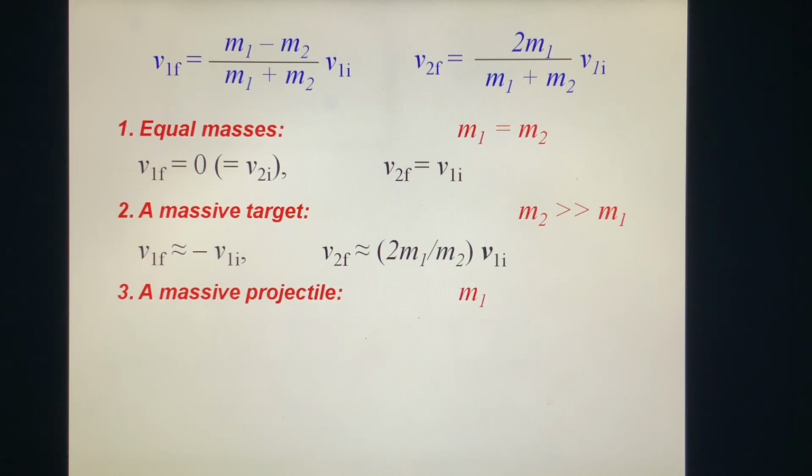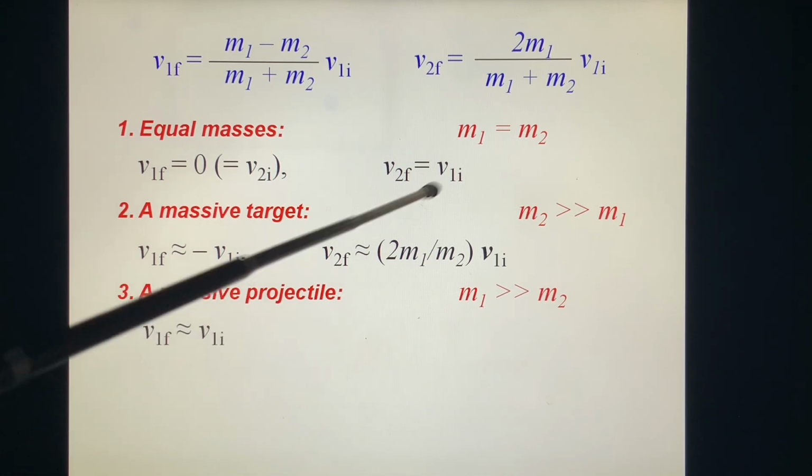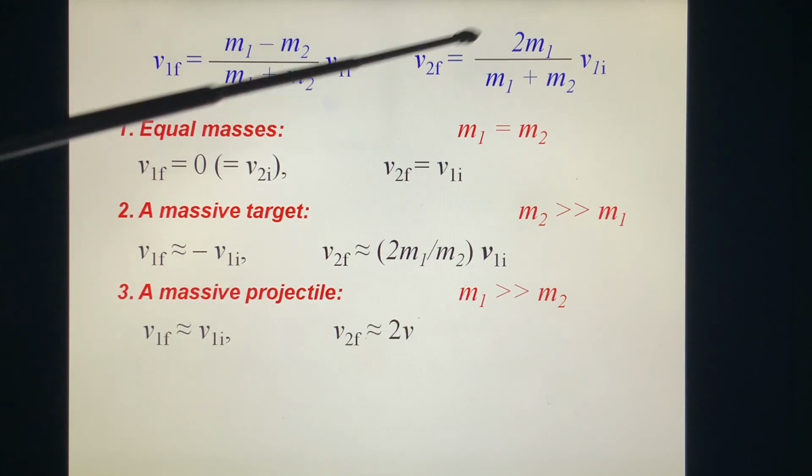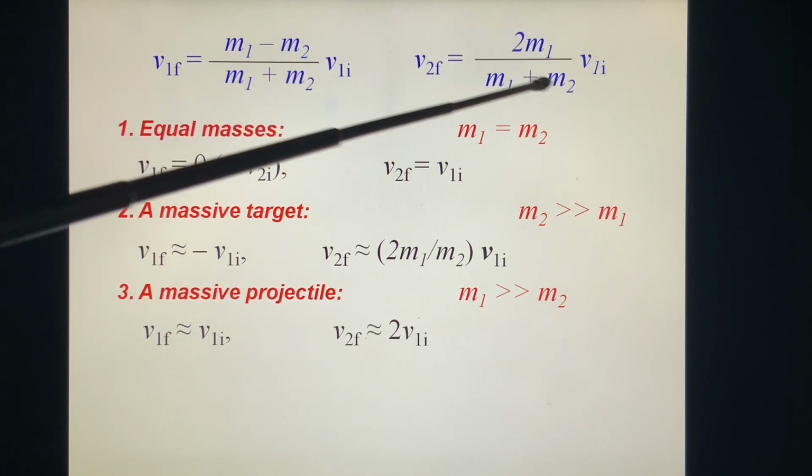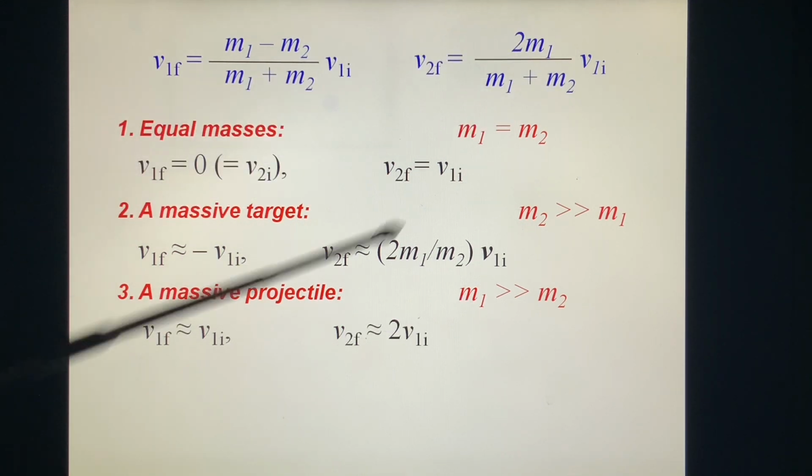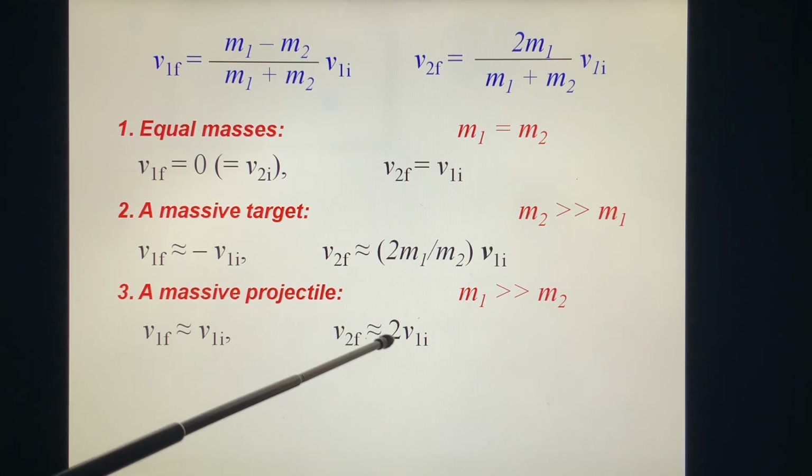The third condition is the massive projectile. m1 is much larger than m2. In this case, we drop this one, m1 over m1. v1 final equals v1 initial. That means it does not slow down, it just continues to move. And for the second one, m1 is much larger than m2, this drops, this becomes 2. So v2 final leaves very fast, double speed.